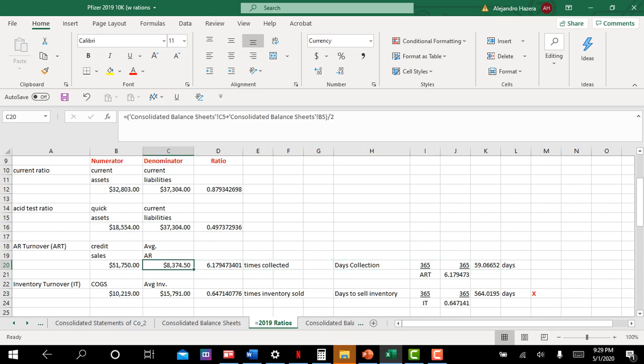And then the inventory turnover is basically saying that you turn over inventory about 0.65 times a year, which translates into about 564 days. The higher both of these turnover ratios, the better.